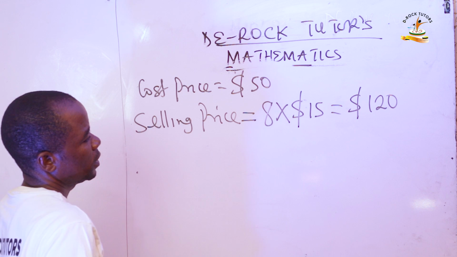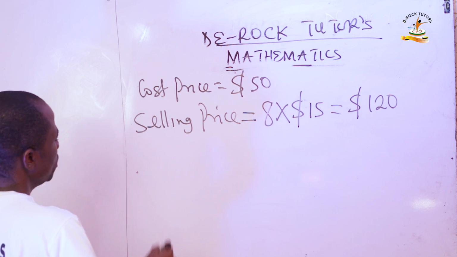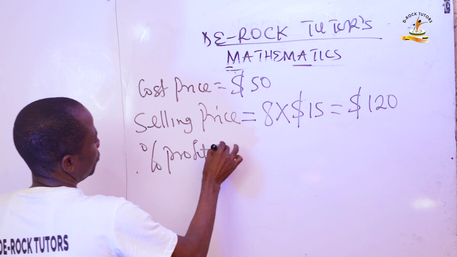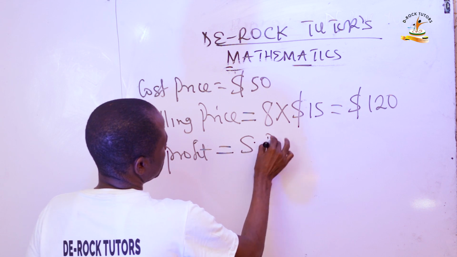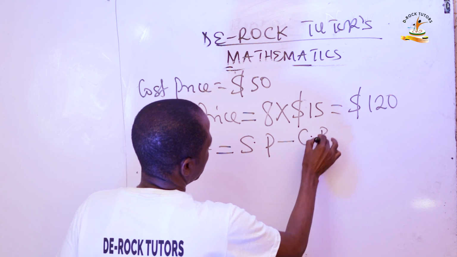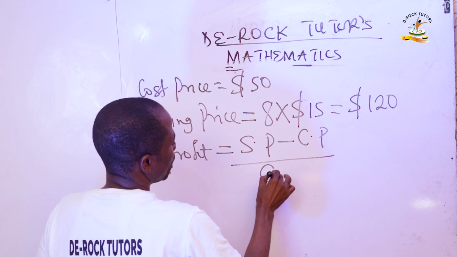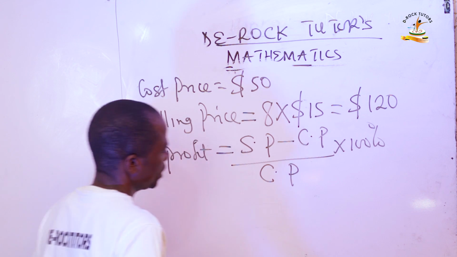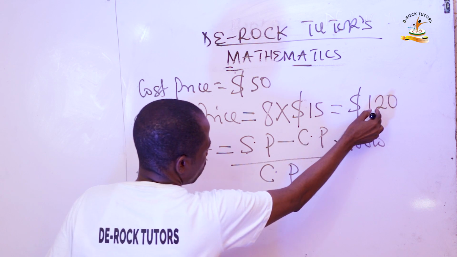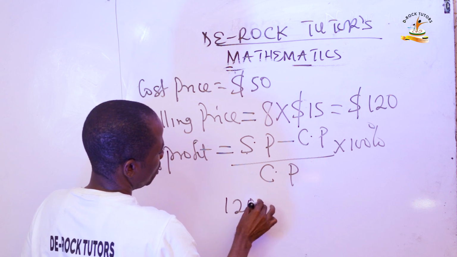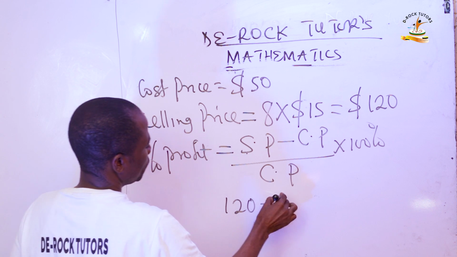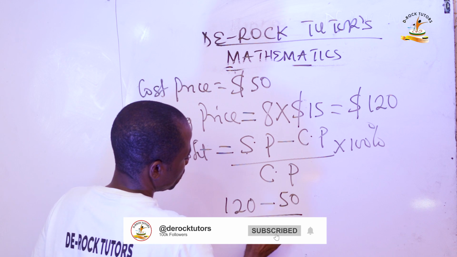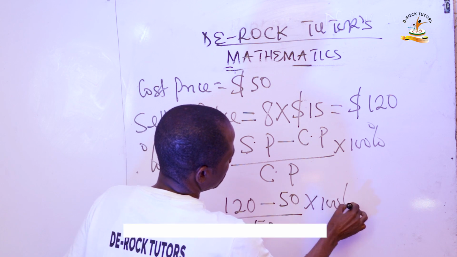$120. Now, to calculate the percentage profit, we know that percentage profit is equal to the selling price minus the cost price, all over the cost price, multiplied by 100%. Now, the selling price is 120. That's 120 minus the cost price, which is 50, divided by the cost price, which is also 50, times 100%.